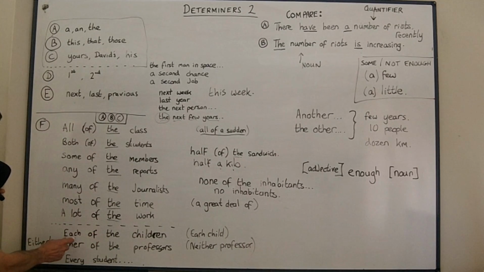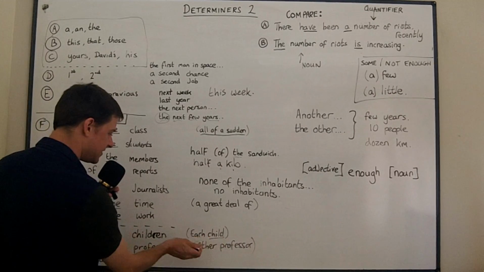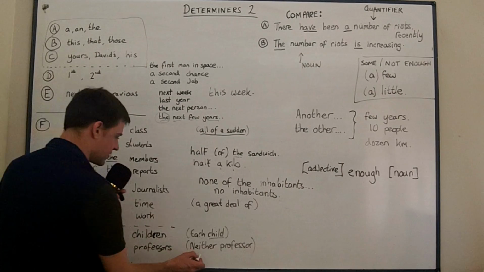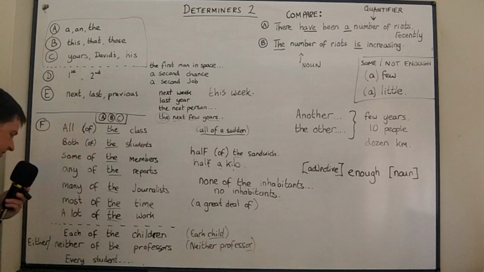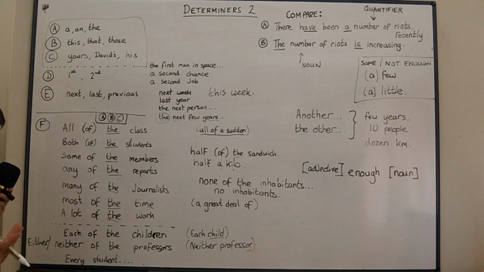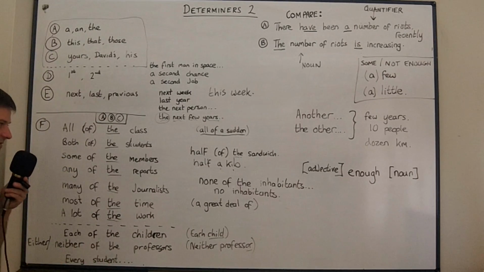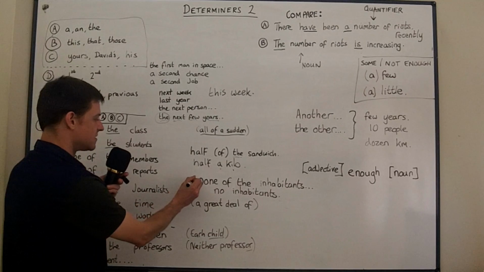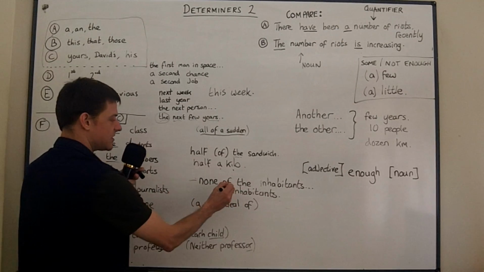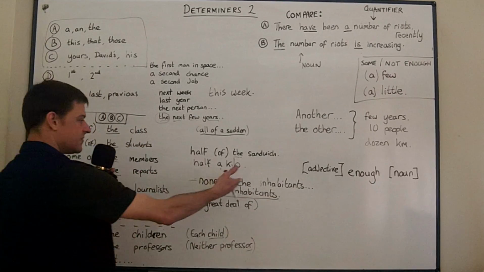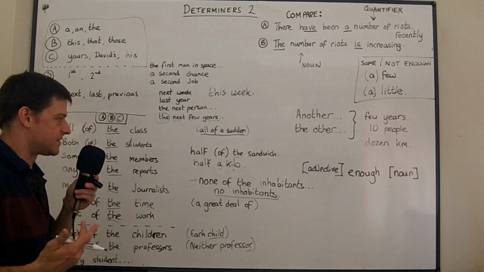I came down, I wrote a few more down here. Each of the children, if you get rid of of and the, it becomes singular, each child. So each of the children or each child. And the same with either and neither. Either of the professors, neither of the professors, but neither professor. Either professor. Yeah, I don't like either professor, something like that. Okay, every student, we don't have of the with every, so I wrote it there. I also put these two, none of the inhabitants, changes a little bit when you get rid of the to just no inhabitants. Okay, but none of the will always be the, as far as I can see. I can't think of it as none of a.